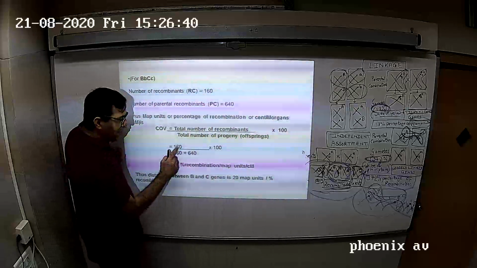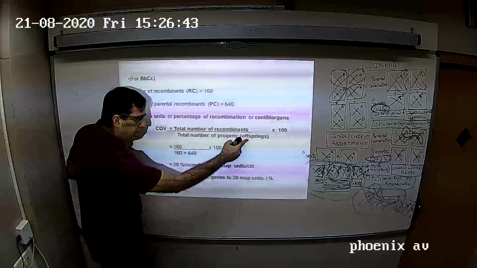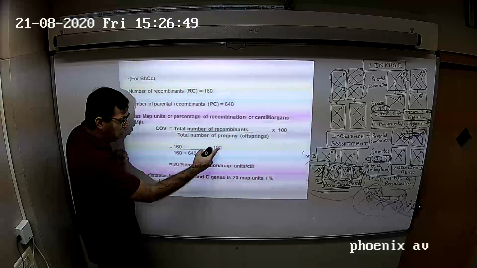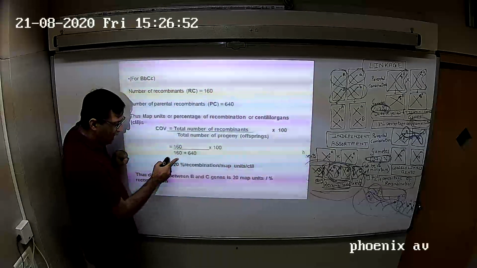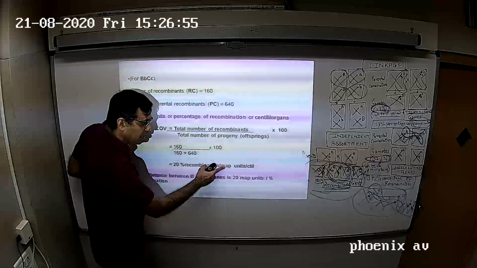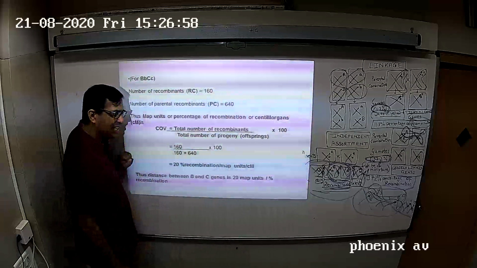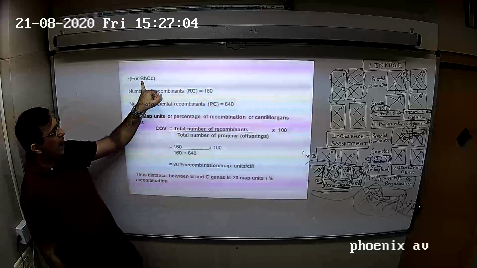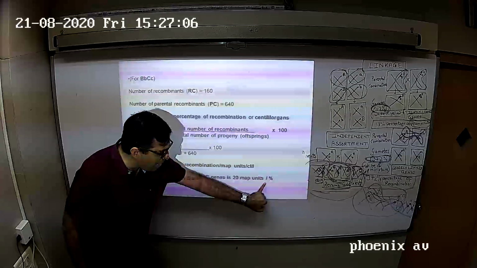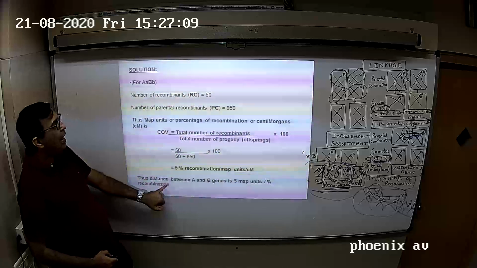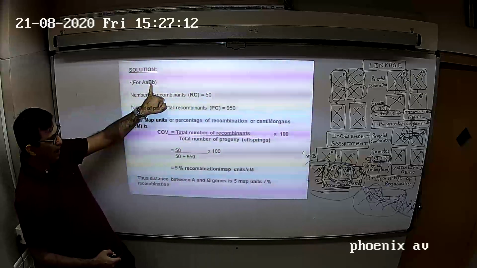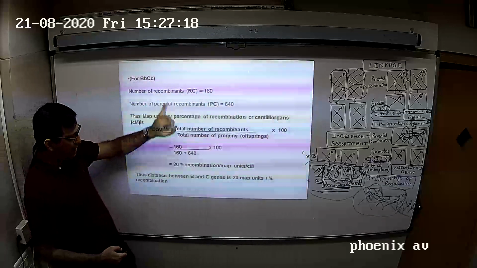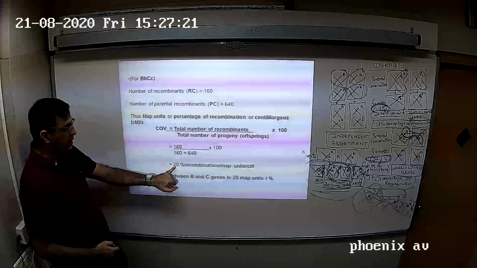How many recombinants do we have? 160. How many total offspring do you have? 160 plus 640, that is 800, so 160 upon this multiplied by 100 is 20% recombination or map units or centimorgan, which means the distance between capital B and capital C genes is 20 map units or percentage recombination. How much was it for capital A, capital B? For A and B, it was 5 map units. For B and C, it is 20 map units.